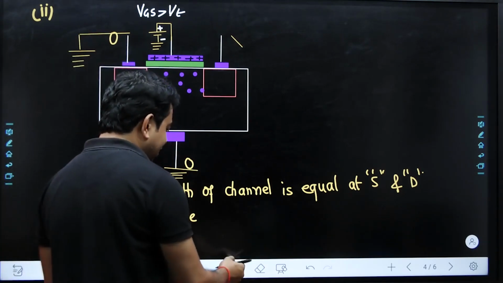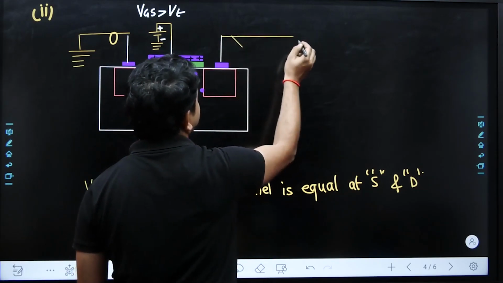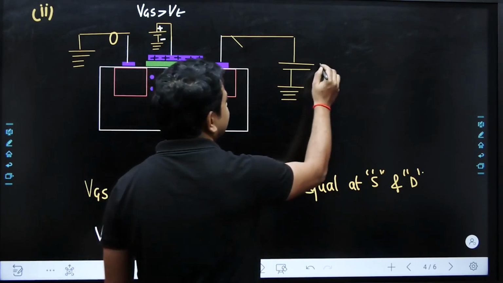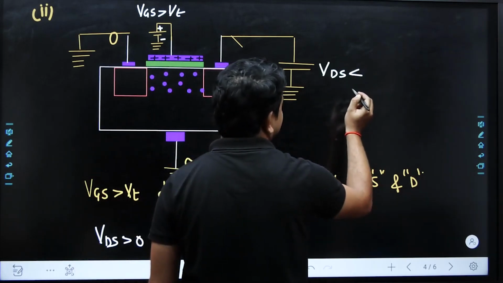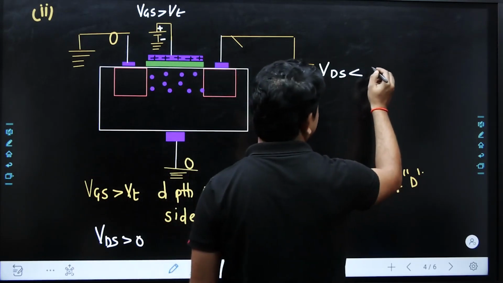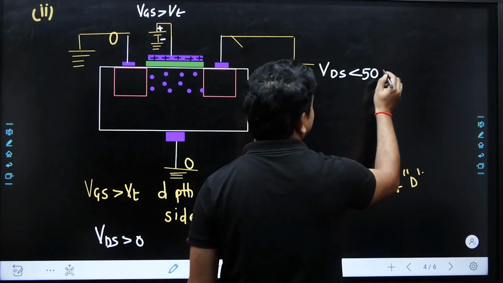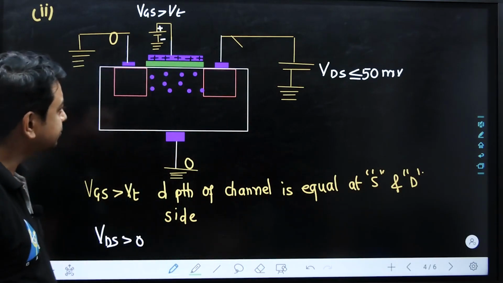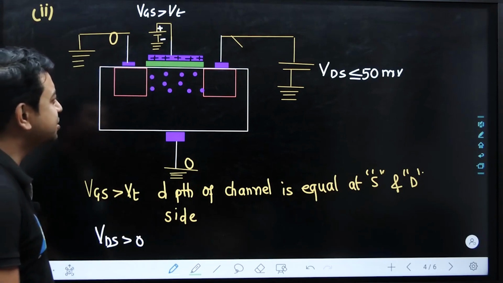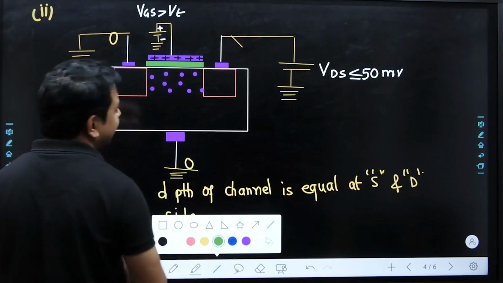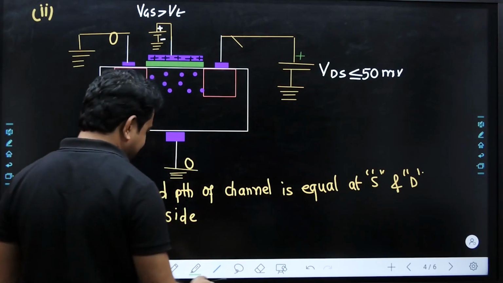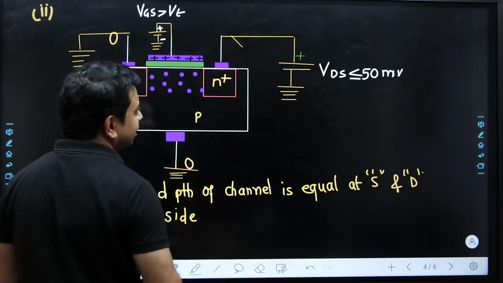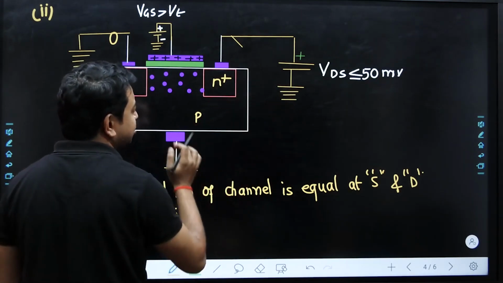But the drain terminal is applied with a small drain potential with respect to ground, and that potential is very small. That means we are applying VDS much less than the required potential, which I mentioned here, less than or equal to 50 millivolt, a very small potential. In that condition, since we have applied a potential and we know that this potential is positive, now just see that this is an N plus region and this is a P region, and this is grounded, that means these two are connected together.